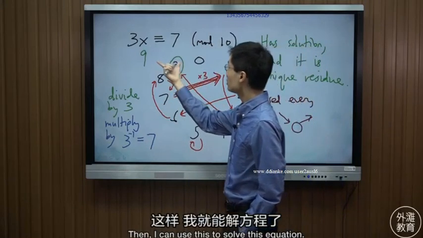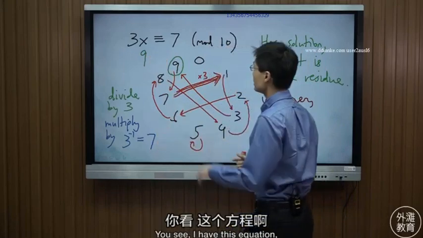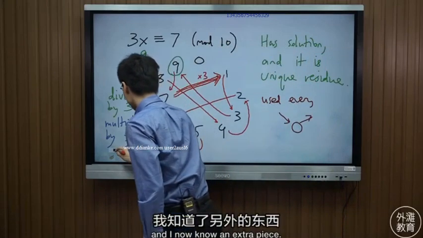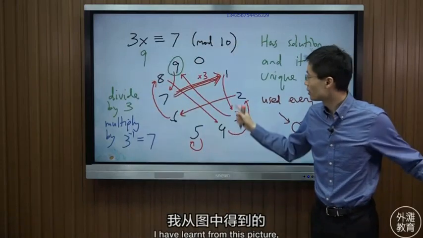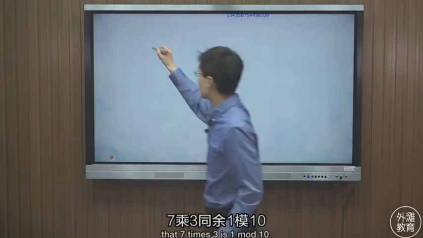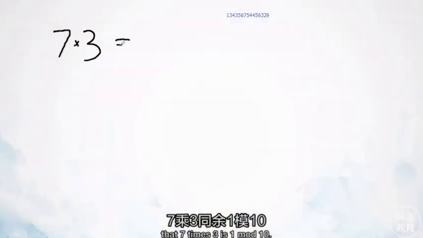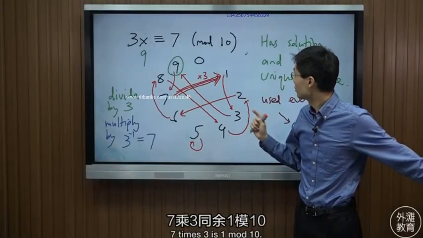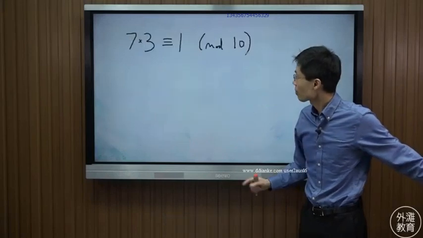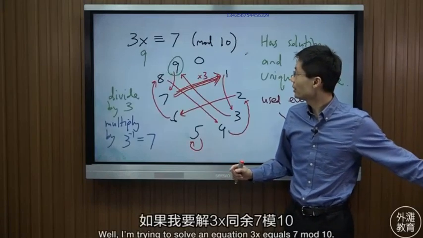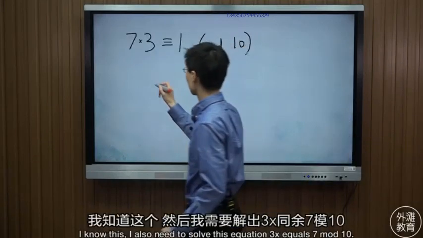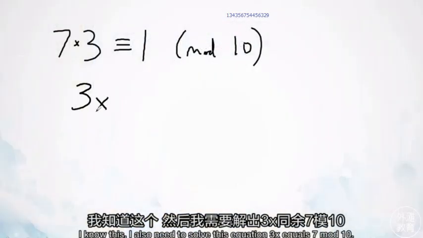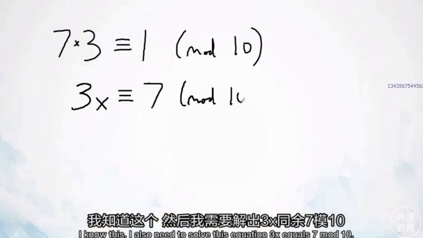Then I can use this to solve this equation. I have this equation, and I now know an extra piece. I have learned from this picture that 7 times 3 is 1 mod 10. That was the very important conclusion from this picture. 7 times 3 is 1 mod 10. Well, I'm trying to solve the equation 3x equals 7 mod 10.